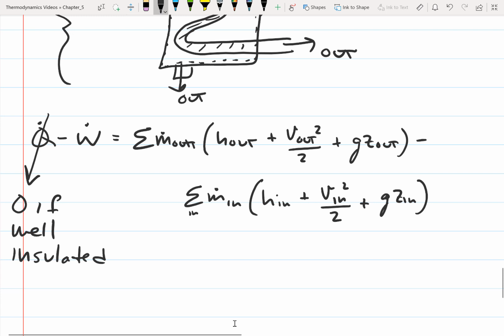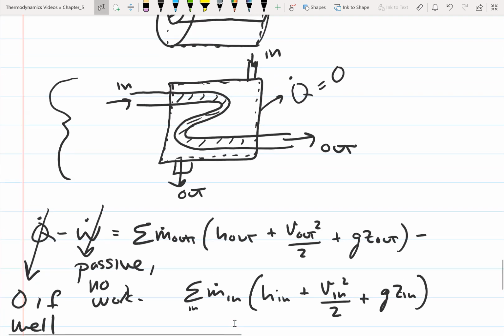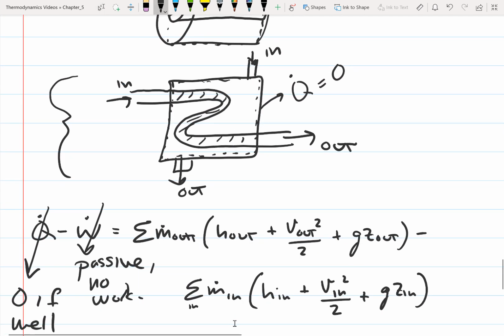So pay attention to that though, because if your heat exchanger isn't well insulated, then you can't assume that that's 0. These are also passive, so there's no work. And often the elevation change isn't very large, so we can often assume that the change in potential energy is approximately 0, so delta PE is approximately 0. Although, if you have a large change in elevation with your heat exchanger, you might not be able to assume that, so just make sure that that's true.